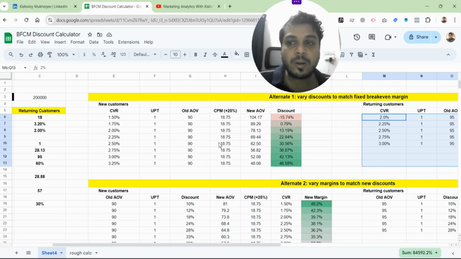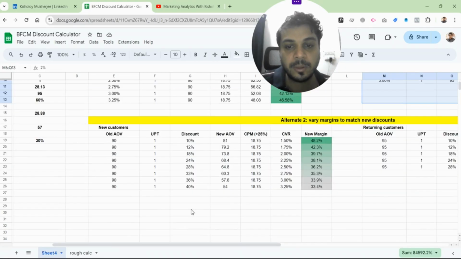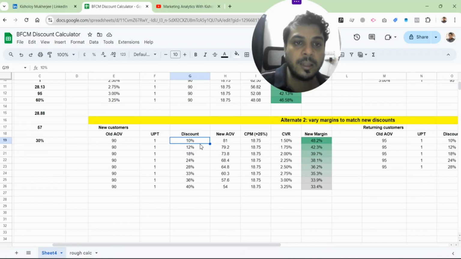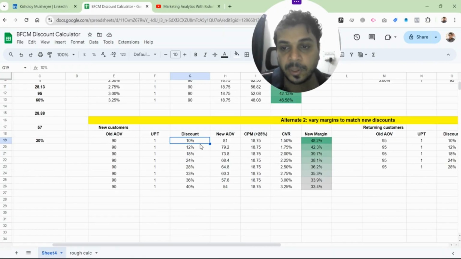There's an alternative route, okay? The second alternative is to actually vary the margins. If you are able to work with varying margins, you can vary the discounts this time, and based on the different discount percentages, you can have different margins. Okay, so you will therefore be able to match the required discount percentage with the new and changed margin. So pretty much everything is varying in this particular context.